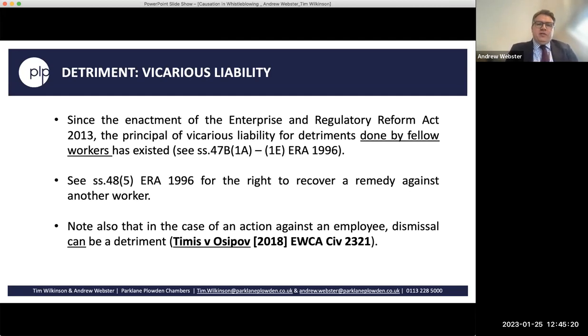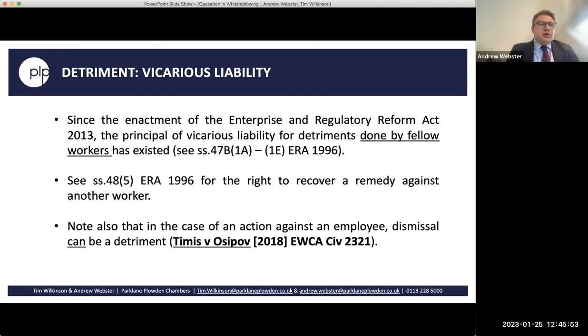That's despite the fact that since 2013, there has been explicit statutory provision enabling detriment claims to be pursued against individuals. Section 47B(1)(a) provides that a worker has the right not to be subjected to any detriment by another worker, and 47B(1)(b) makes the employer vicariously liable for the same, subject to a statutory defence, a reasonable steps defence of the like one sees in the Equality Act. And then Section 48 provides the right to bring such a claim in the tribunal.